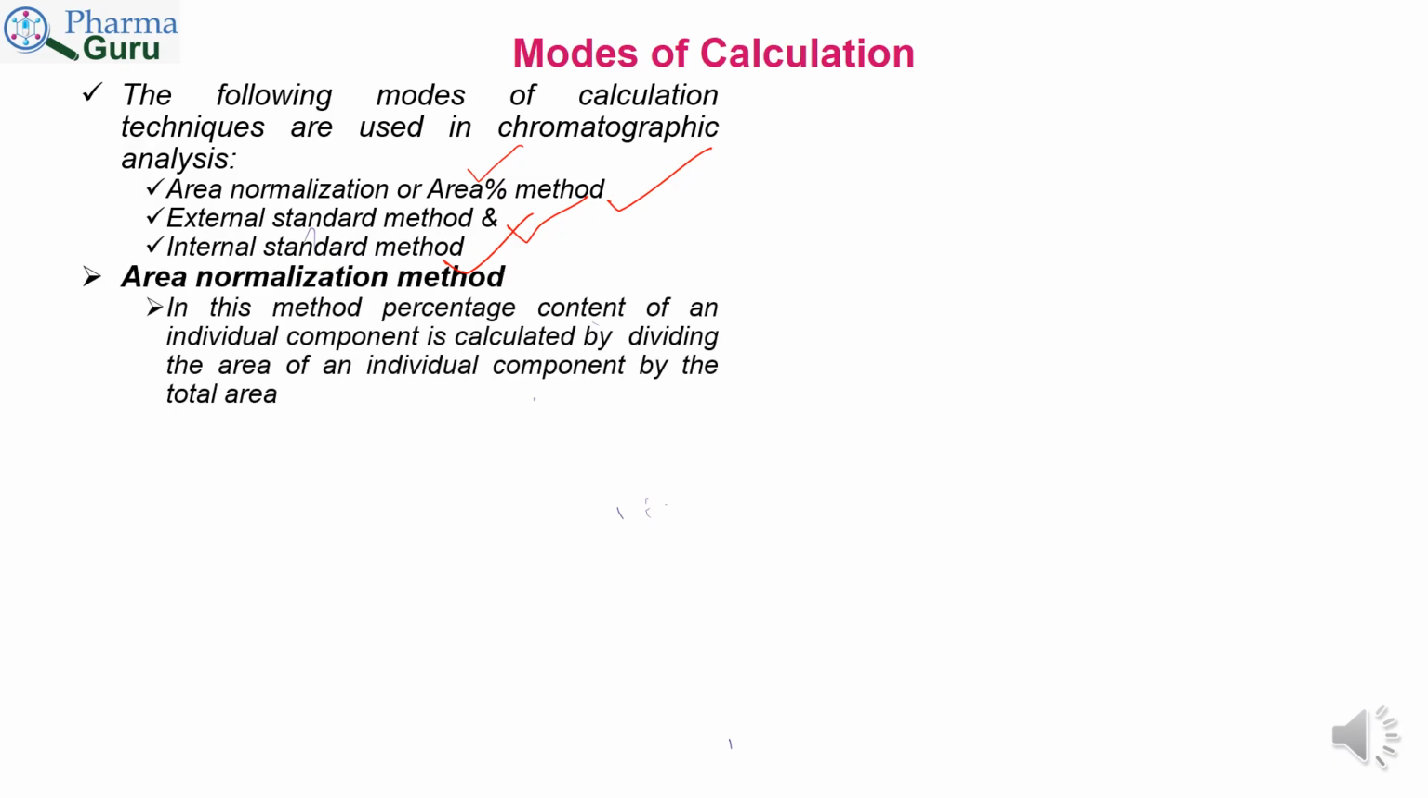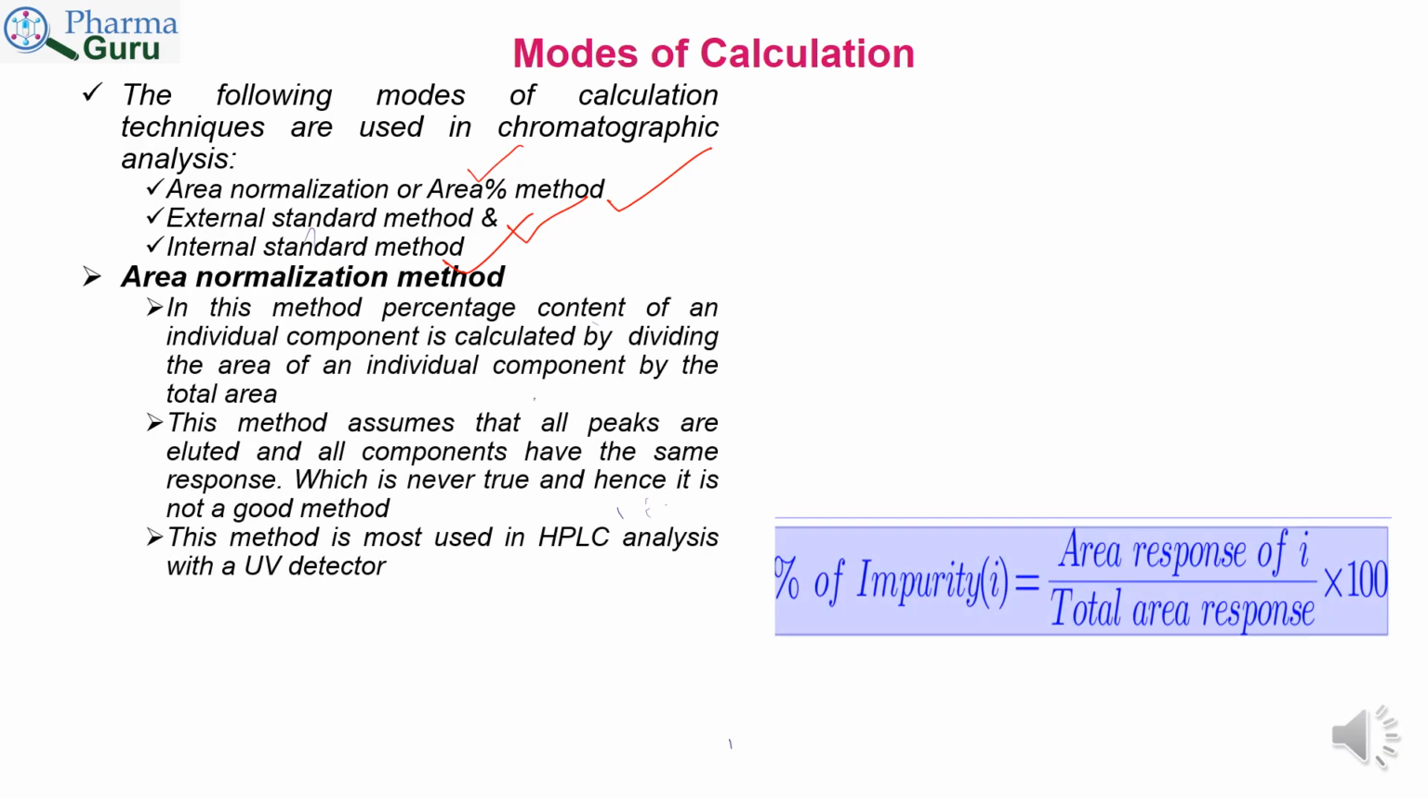Modes of calculation. In industry, three modes of calculation are widely used. First is the area normalization method or area percent method. Second is the external standard method. Third is the internal standard method. The area normalization method is generally used to calculate purity and impurity profile. Now the question comes, how is it calculated?